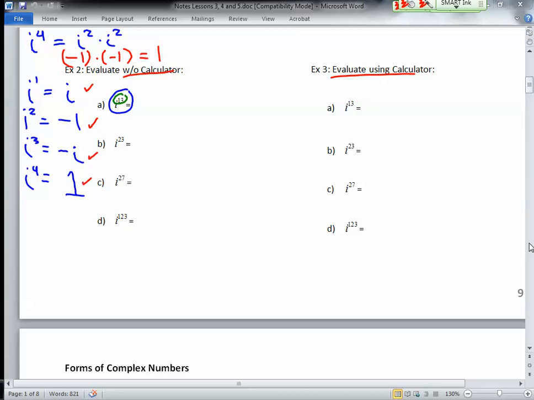Okay. Now that I have those listed out over there, I can go ahead and go on to my next step. To figure out what i to the 5th is, the pattern will repeat, starting at the beginning, and it will be just a positive i, because that's what i to the first is.